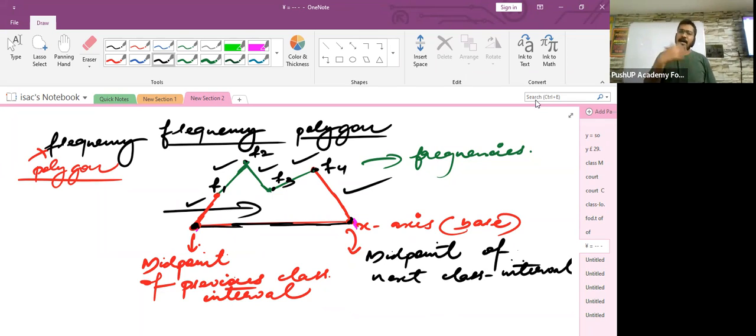Once you understand the background story of any given topic, children, then things become very easy. So even if somebody asks you tomorrow why it is known as frequency polygon, this is the answer. It is made up by connecting all the frequencies together, which were given to you in the table. All right.